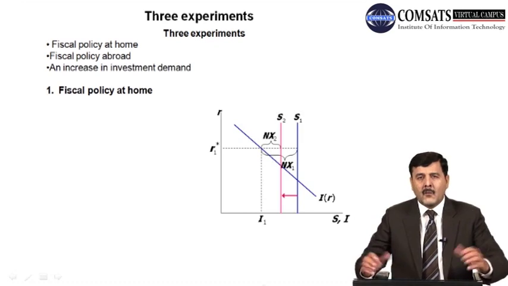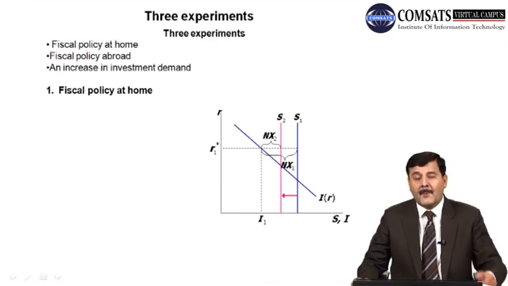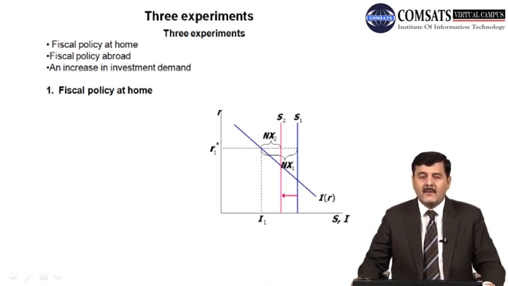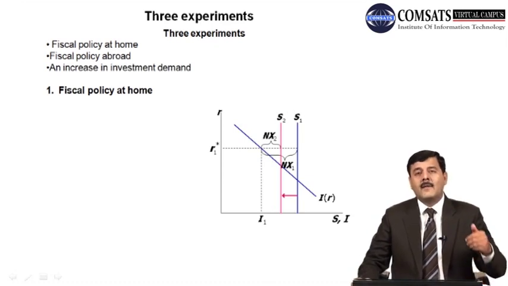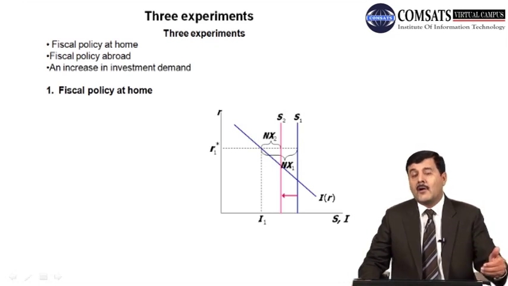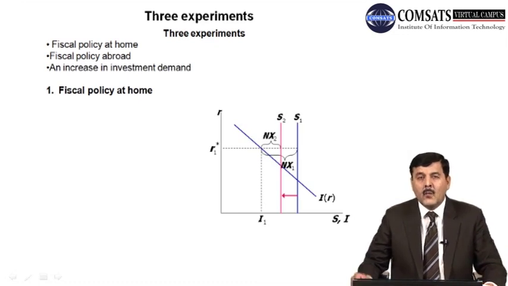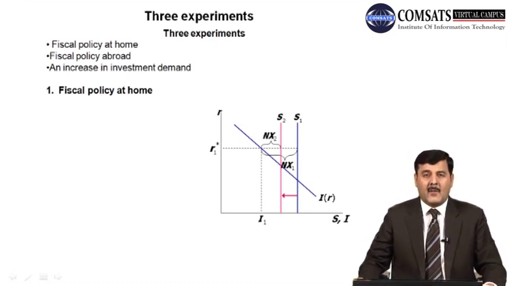Suppose there is a change in fiscal policy, either from the expenditure side or the revenue side, what will happen to the loanable funds market? We'll see that with the help of a diagram thodi der mein. Second experiment jiski hum aaj baat karenge, that would be fiscal policy abroad. If the government changes foreign spendings or foreign revenues, what will happen to the loanable funds market? Isko bhi tafseel se hum dekhenge aaj.